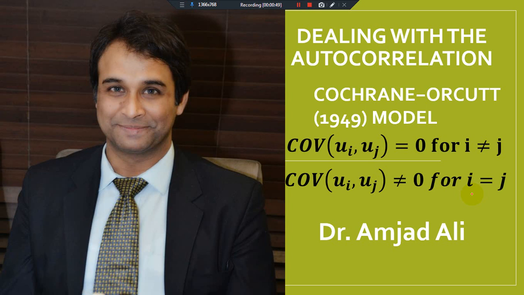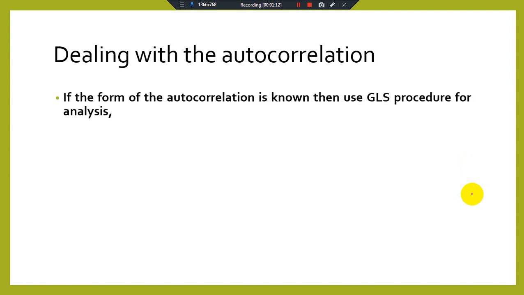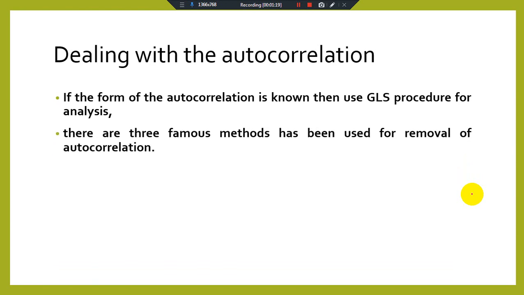We have discussed in a separate video the detection of autocorrelation methods, that is the DW, Durbin-Watson test, the Durbin h test, and the Breusch-Godfrey LM test. Okay, dealing with autocorrelation, if the form of the autocorrelation is known, then use the generalized least squares procedure for the analysis. There are three famous methods that have been used for the removal of autocorrelation.